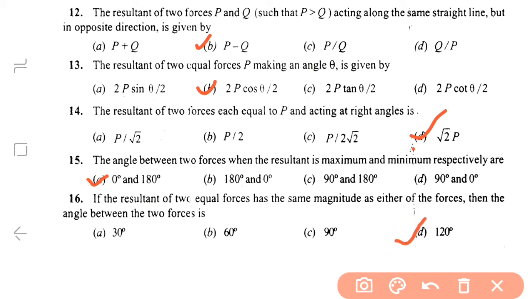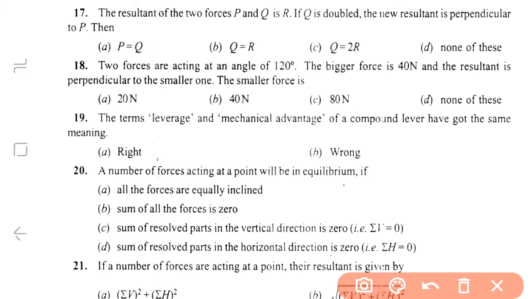Next question is question number 17. The resultant of two forces P and Q is R. If Q is doubled, the new resultant is perpendicular to P. Then here friends, these are the options, and the correct option is option B, that is Q is equal to R.